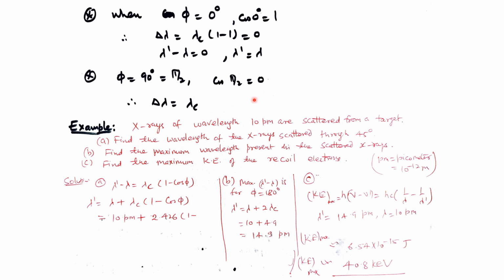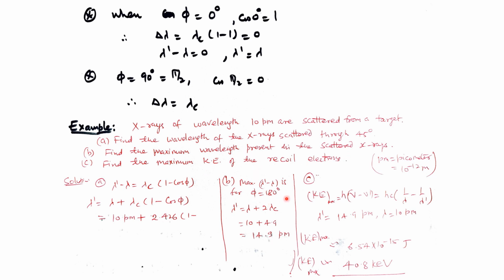And using this formula for shift in wavelength, we can solve different numerical problems. One example: X-rays of wavelength 10 picometer are scattered from a target. Find the wavelength of X-rays scattered through 45 degree. If the angle is 45 degree, then we can find it using lambda prime minus lambda equal to h by m naught c (1 minus cos phi), and h by m naught c is also sometimes written as lambda c. So lambda prime will be lambda plus lambda c (1 minus cos phi), with phi as 45 degree. Find the maximum wavelength present in the scattered X-ray.